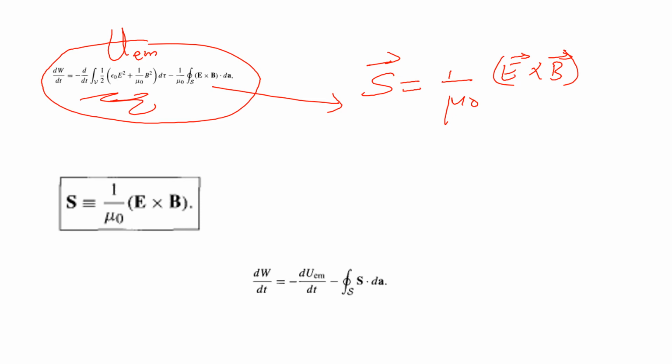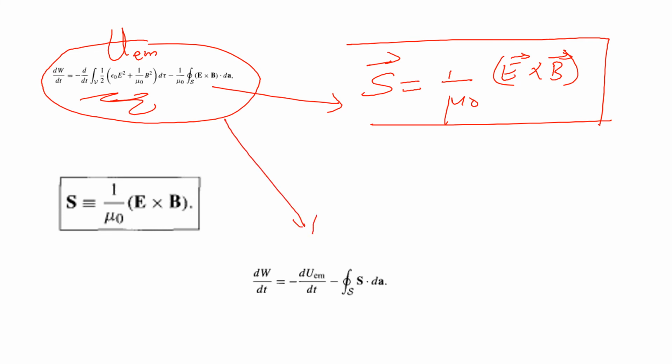So the Poynting vector is the energy per unit area per unit time, and it is equal to 1 by mu 0 times E cross B. Okay. So using this Poynting vector notation, the Poynting theorem can be written as dW by dt equal to minus d by dt of U_EM minus integral S dot dA. This is the more compact form, the form of Poynting's theorem in terms of the Poynting vector.